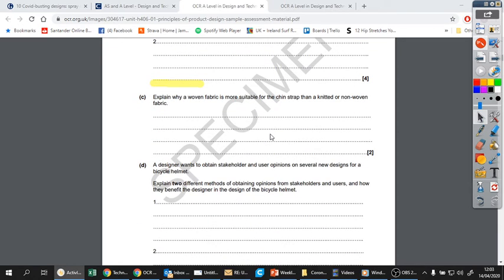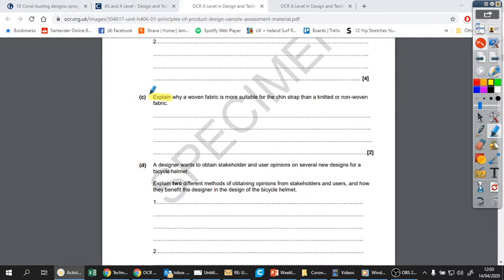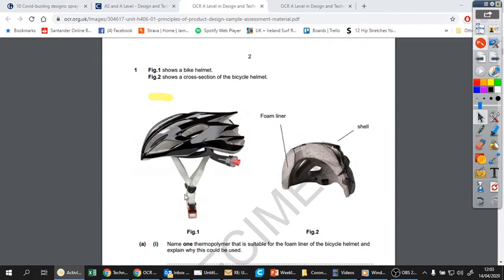Okay? So, next one. Explain again. So you're going to need a connective. So what you need to do is look at your explain and go to explain why a woven fabric is more suitable for a chin strap than a knitted or non-woven fabric. So it's exactly the same question. Okay? So why is this material used?